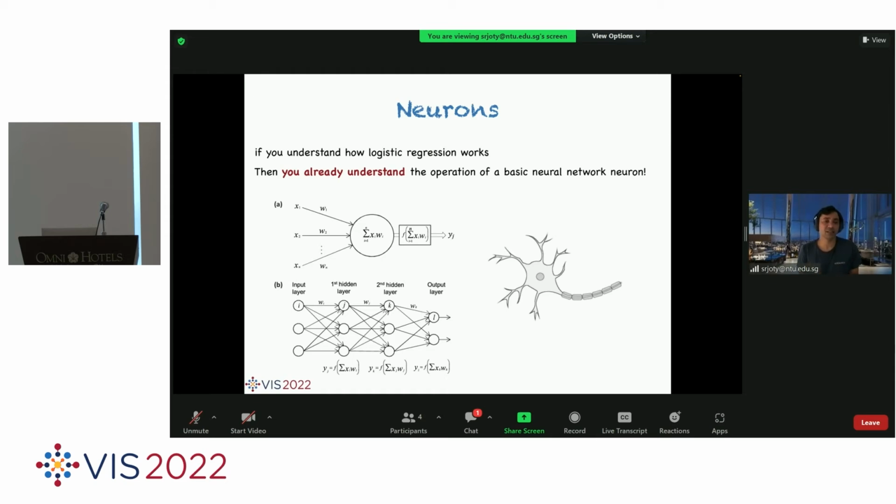If you understand actually how logistic regression works, that is actually one neuron in a neural network. Okay, so basically one neuron will take, let me see if I can somehow use my mouse here.